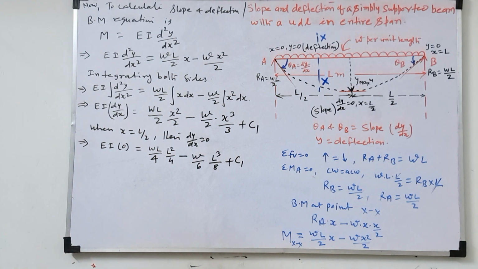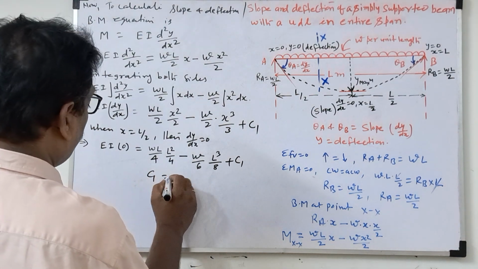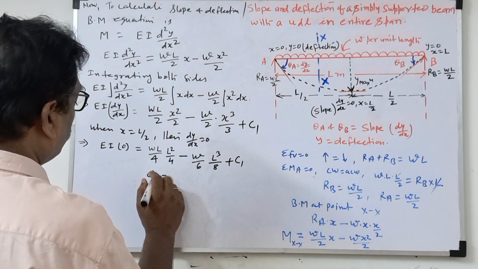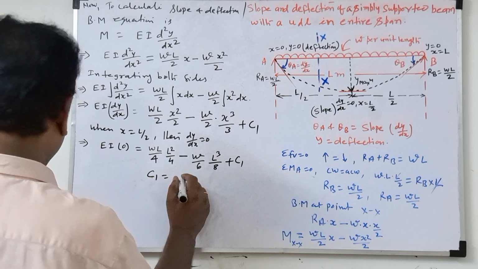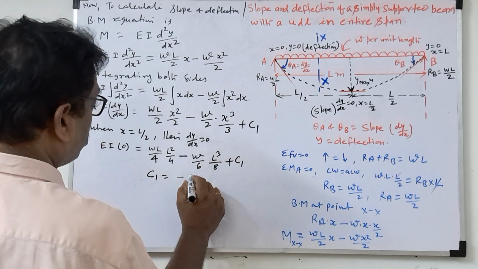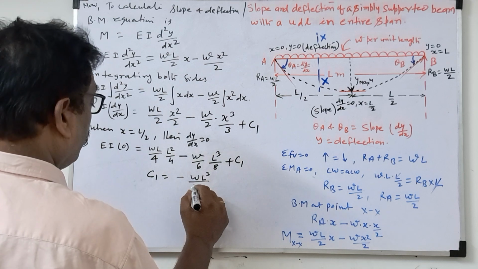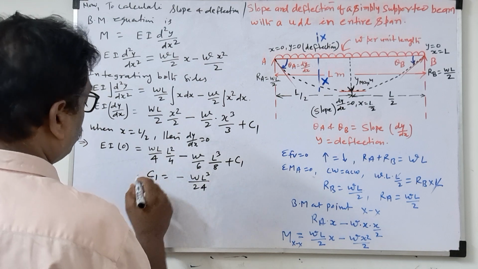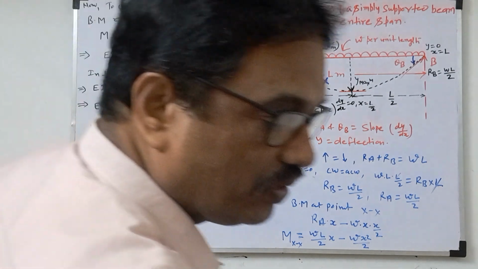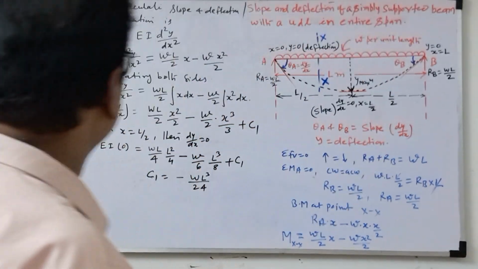We got, see this substituted value, we got W L by 4, L square by 4 minus W by 6, L cube by 8 plus C1. If we solve this, the C1 value will come minus W L cube by 24. This is the C1 we got here.